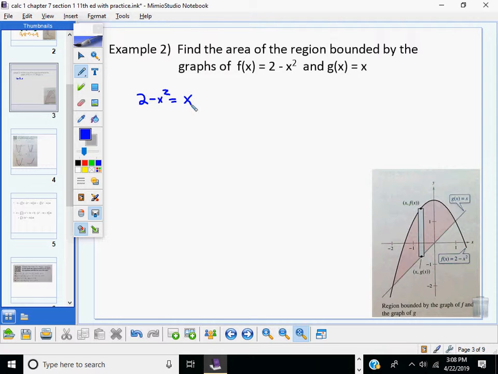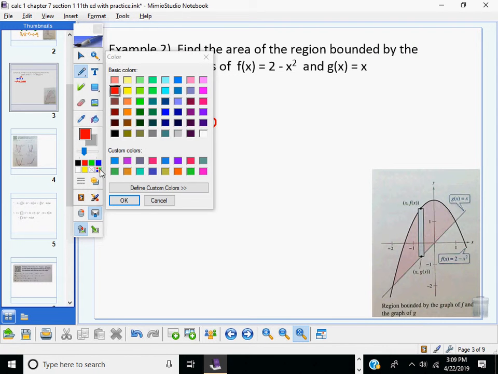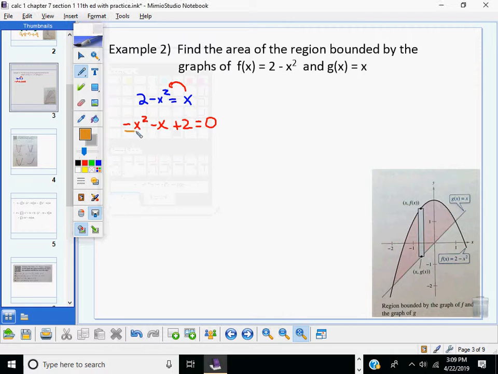Because we have an x squared, we're going to have to reorganize this and factor. So the first thing I'm going to do, get everything on one side. I'm going to move that x over and put it in order from the highest power to the lowest. So I'm going to have negative x squared minus x plus 2 equals 0. Now, I don't want to deal with a negative, so I'm going to divide everything by negative 1. I want this to be easier to factor. So that's going to give me x squared plus x minus 2 equals 0.